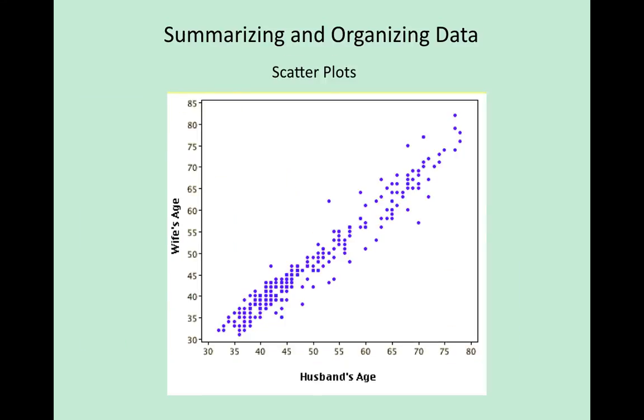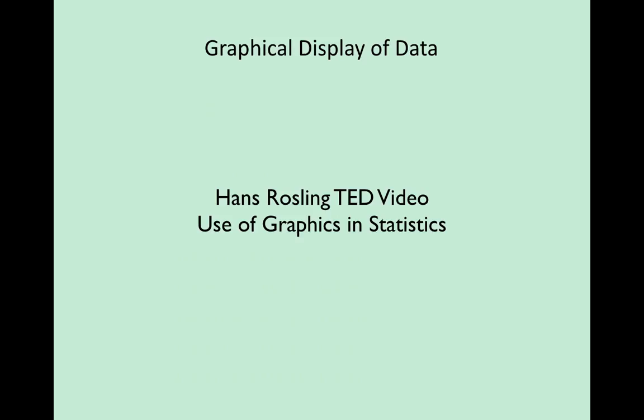Okay, so we also have scatter plots where basically the X value represents the husband's age, and the Y value represents the wife's age. You'll notice that for the most part the age of the husband has some relationship with the age of the wife. As the husband gets older, the wife gets older as well. So graphical display of data is important to us because it helps us understand the data.